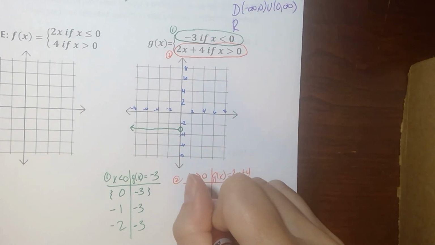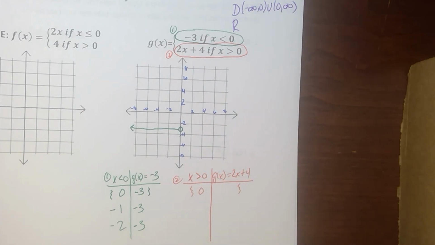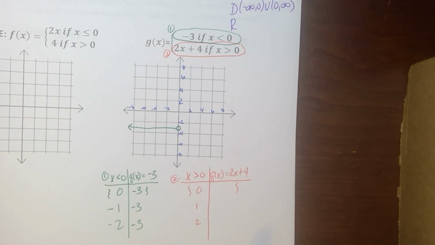Again, I need to think about what 0 would be, even though it's not going to be a filled-in circle. And then I need to pick some positive x values. I did -1 and -2. I'm going to go ahead and just do +1 and +2 and see what I get.